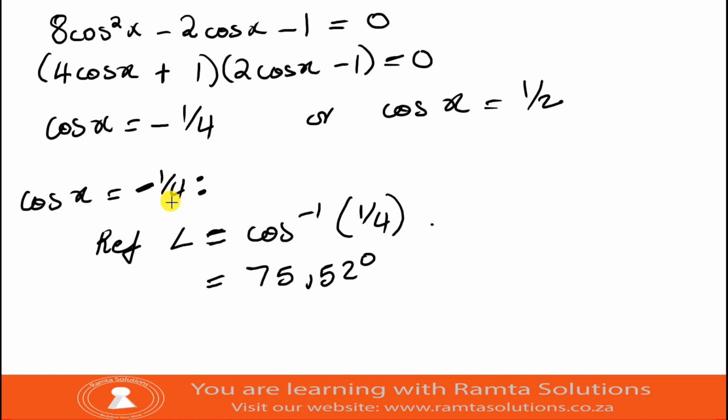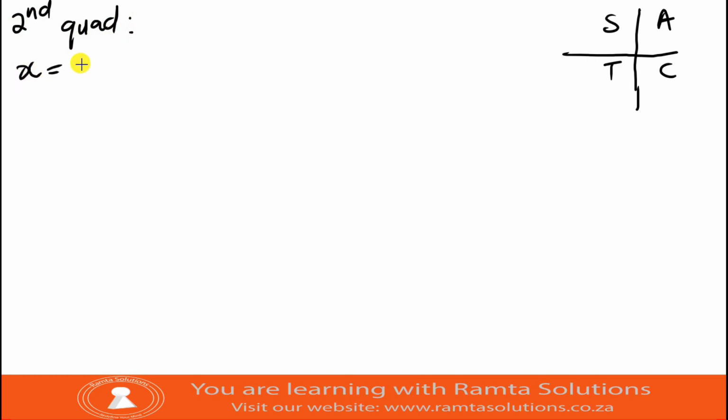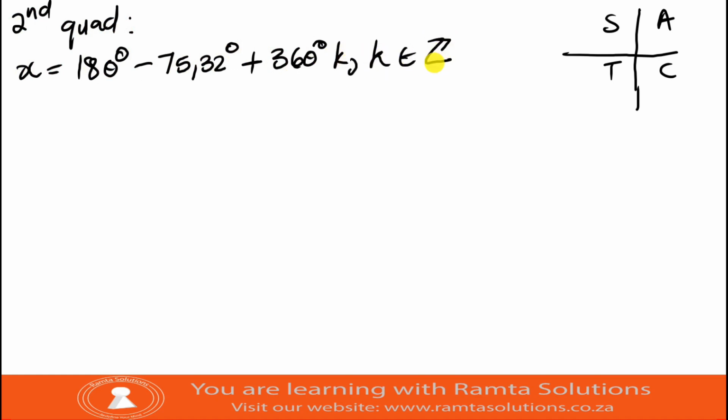Where is cosine negative? It is negative in the second quadrant. Remember, from your CAST diagram, you say all students take coffee. So in the second quadrant, this is where you say x equals 180 degrees minus your reference angle, whereas your reference angle was 75.52 degrees, plus 360 degrees k, where k is an element of the integers.